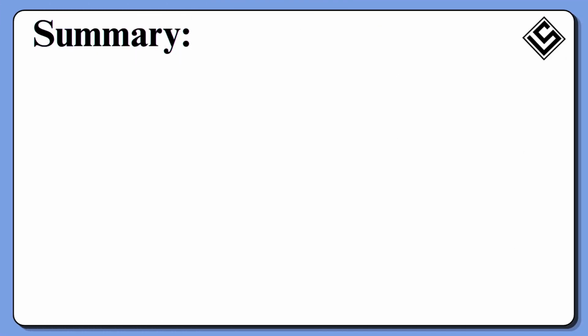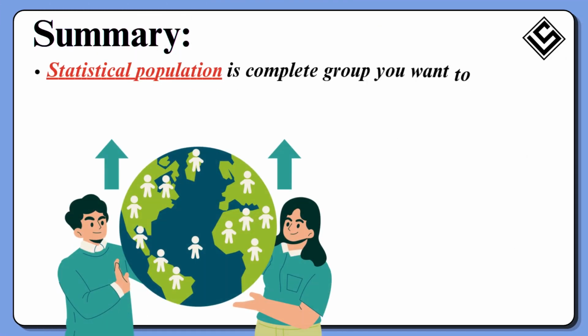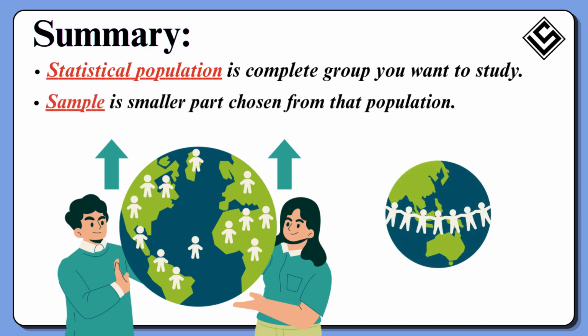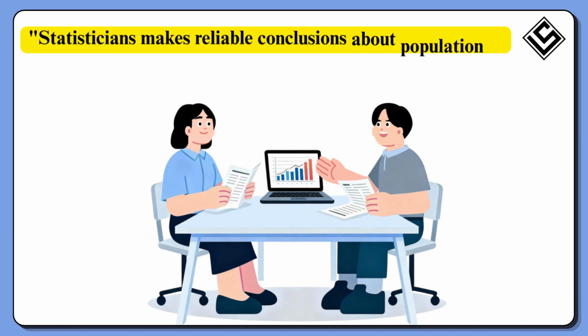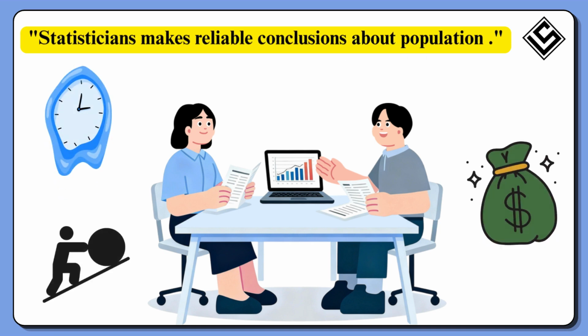So, remember, a statistical population is the complete group you want to study, whereas a sample is a smaller part chosen from that population. By studying a sample, statisticians can make reliable conclusions about the whole population, while saving time, money, and effort. Now, here's a fun fact.